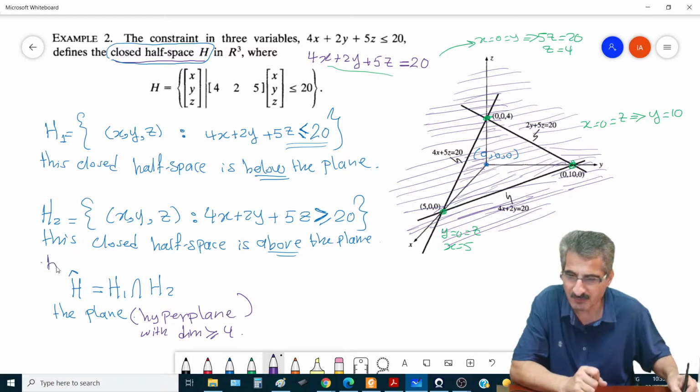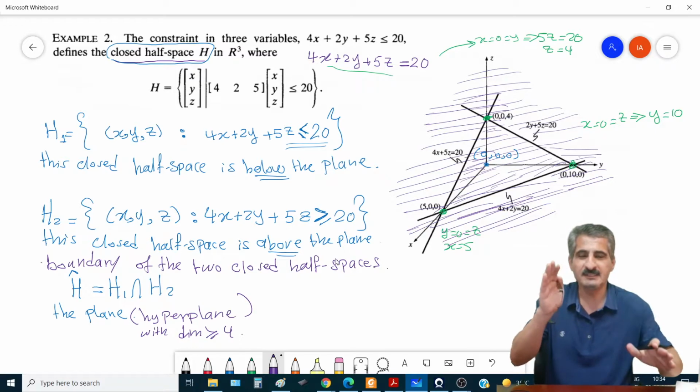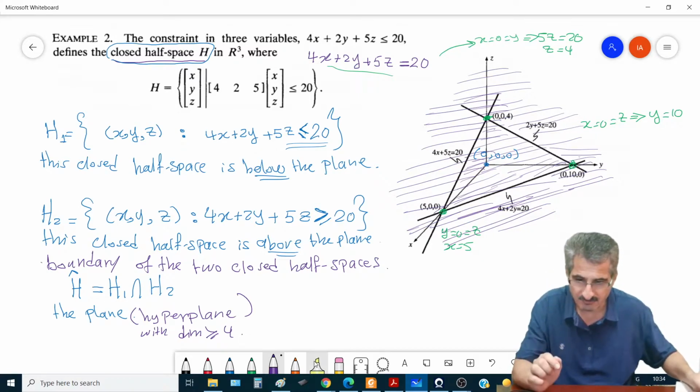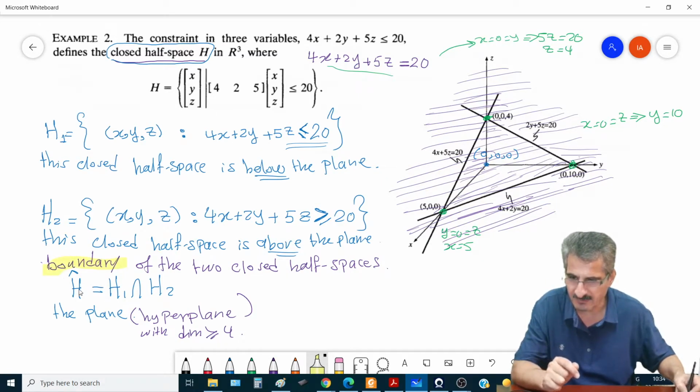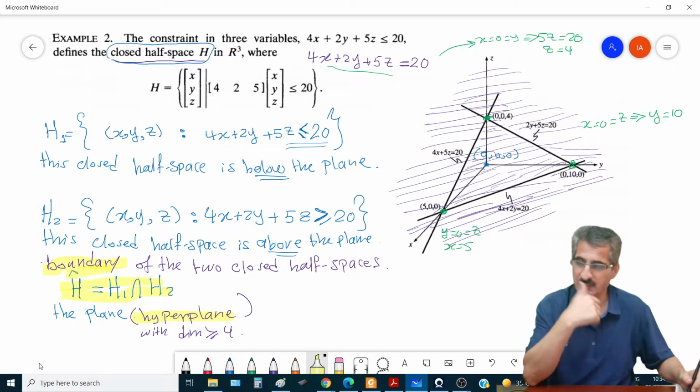And it is the boundary of what? Of the two closed half spaces. Okay, so the plane is the boundary of the above half space and the lower half space. So it is called the boundary. Okay, so this is the boundary. Okay, good. And it is a hyperplane. Okay, good.